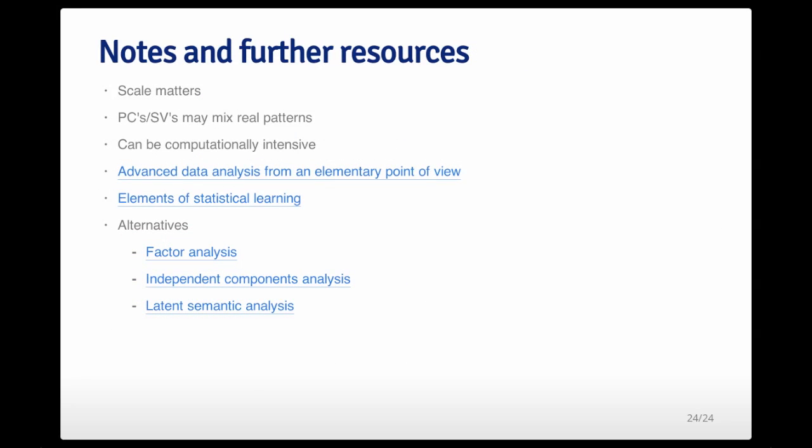So just a couple of notes and further resources for the singular value decomposition and principal component analysis. One of the issues is that the scale of your data matters. It's common to measure lots of different variables that come on different scales. That can cause a problem because if one variable is much larger than another just because the units are different, that will tend to drive the principal components analysis or the singular vectors. And so that may not be particularly meaningful to you. So you want to check that the scale of the different columns or rows are roughly comparable to each other.